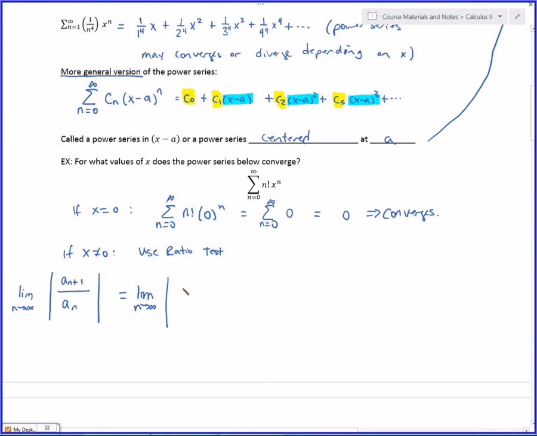N plus 1 factorial x to the n plus 1 over n factorial x to the n. I'm going back to the original series, and I'm just plugging in n plus 1 and n. And then I'm going to simplify that. Limit as n goes to infinity. The x's, x to the n, cancels and leaves just x to the first, which is just x. Now, since x could be positive or negative, I actually have to keep the absolute value this time.